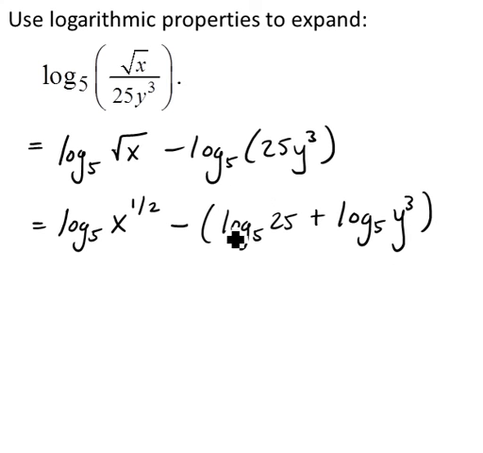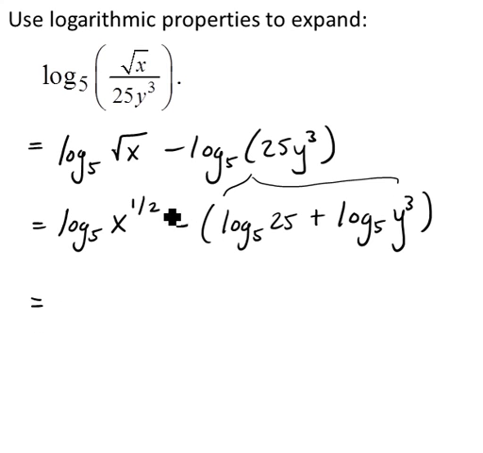Now putting the parentheses around there is very important because of that minus sign that's in front of that log base 5 of 25y cubed. That minus applies to that entire term. So when we split that term up into a sum, we still need to be subtracting off that entire sum. So in other words, we're going to have to distribute that negative.